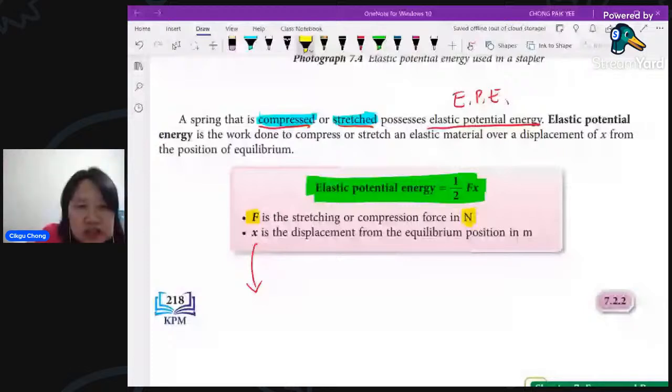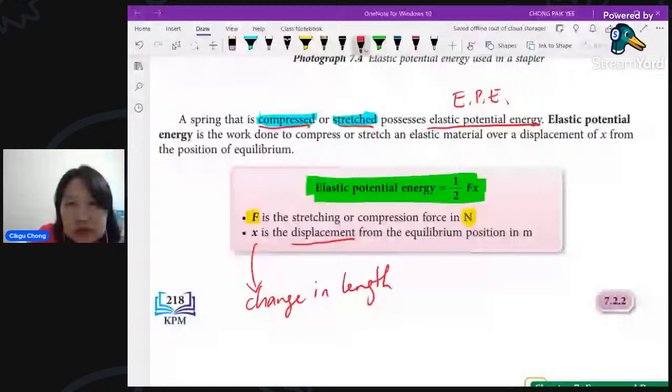Okay, the change in the length, and this one is in meters. So remember, the unit is in Newton meter. Just remember, not Newton centimeter. It's always Newton. When you use Newton, you will have meter together. Let's see how to do it.